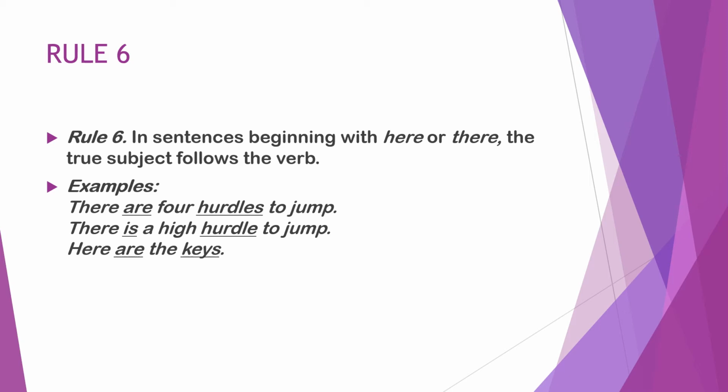Why "is"? How many hurdles? 1. A high hurdle, so singular. Here are... You're not sure? Look at the subject. The subject of the sentence is what? What are we talking about? Keys. So here are the keys. "Are", plural. Don't get confused yet. We've got 3 more rules to go.